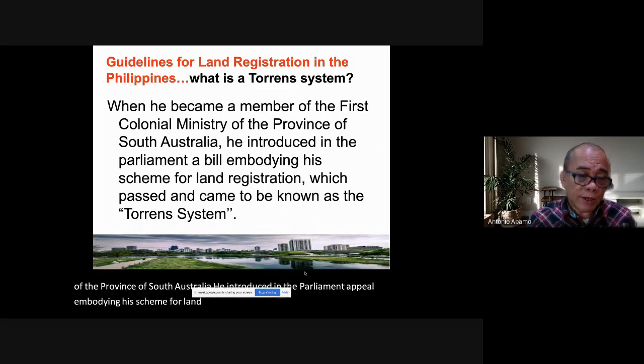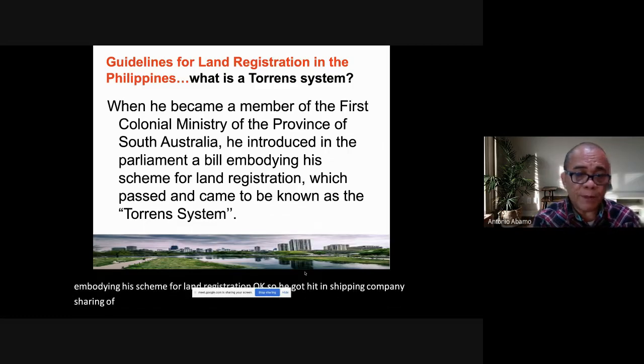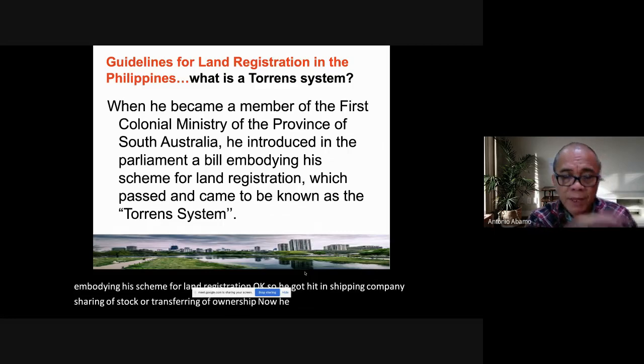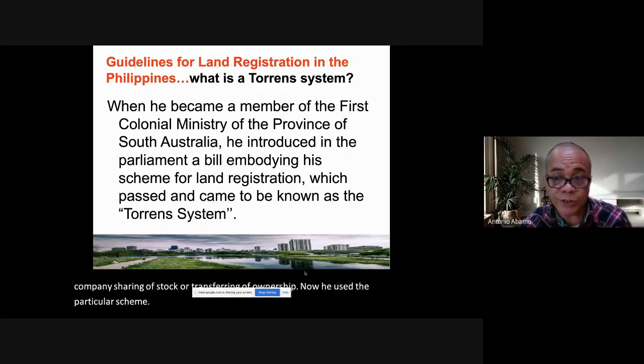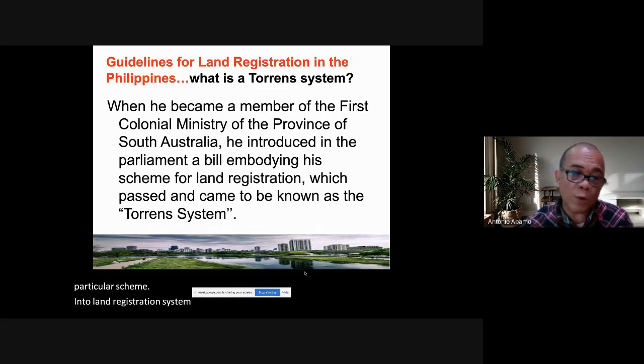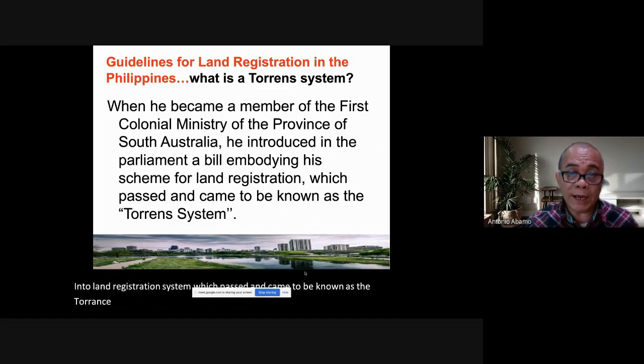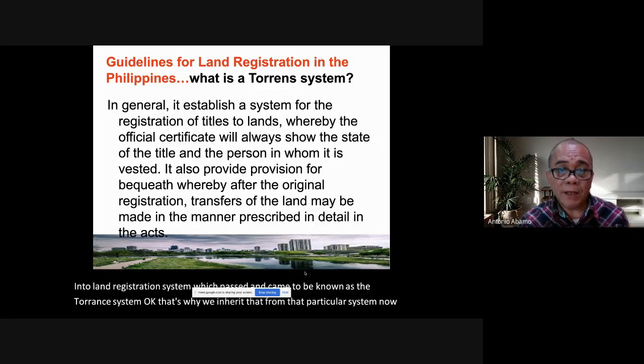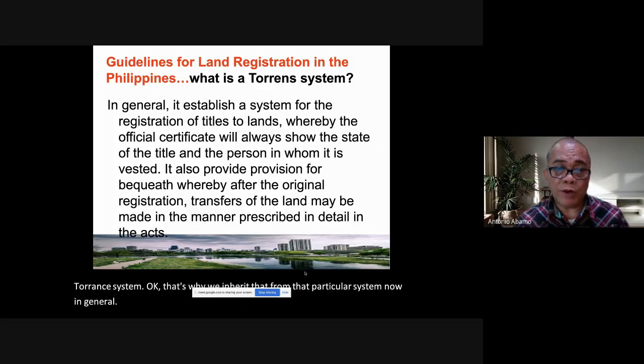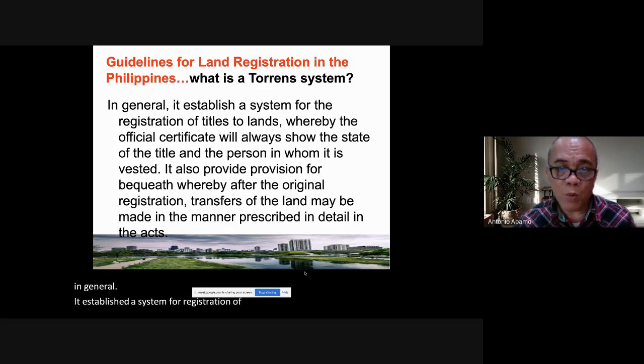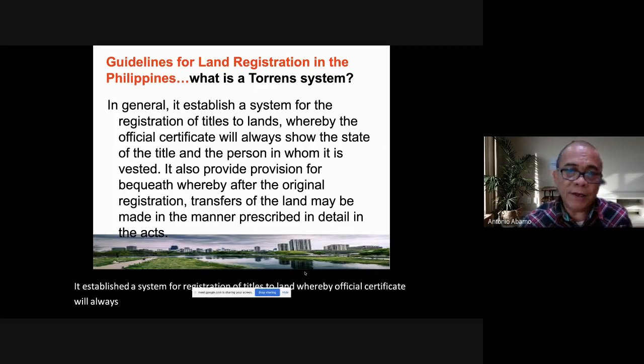Okay, so he got it from the shipping company, the sharing of stock or transferring of ownership. Now he used that particular scheme for a land registration system, which passed and came to be known as the Torrens system. Okay, that's why we inherit that from that particular system. Now, in general, it established a system for registration of titles to land, whereby an official certificate will always show the state of the title and the person in whom it is vested.